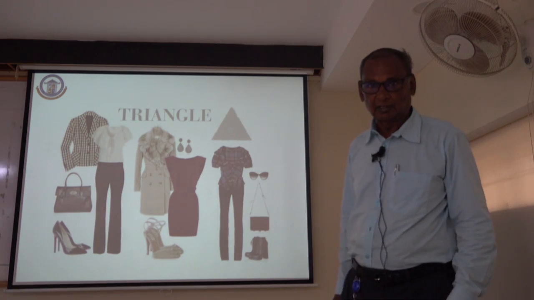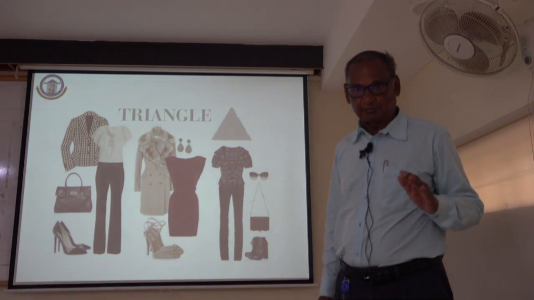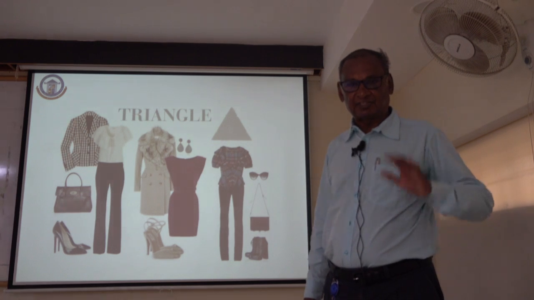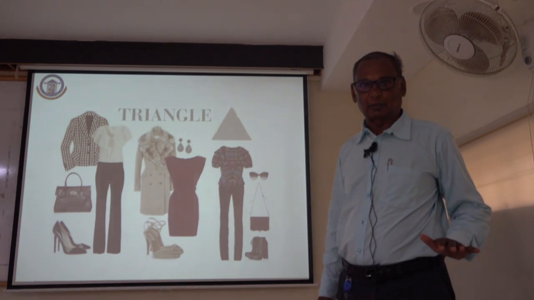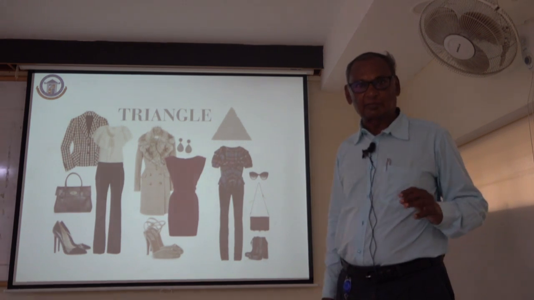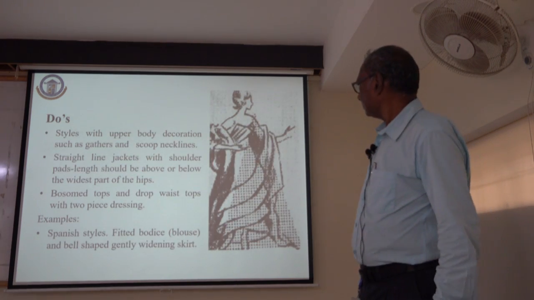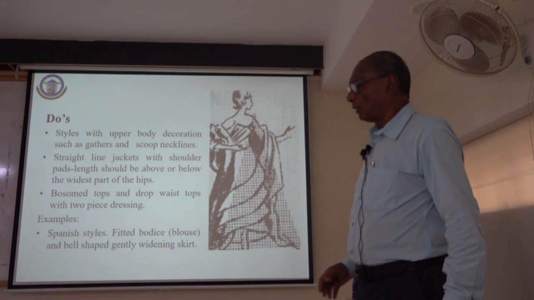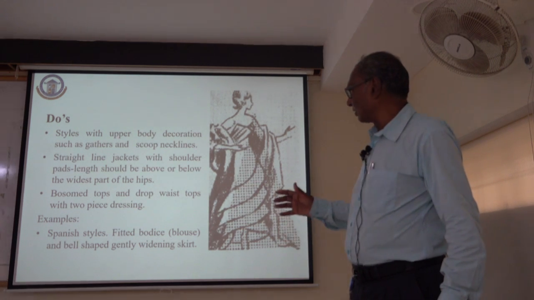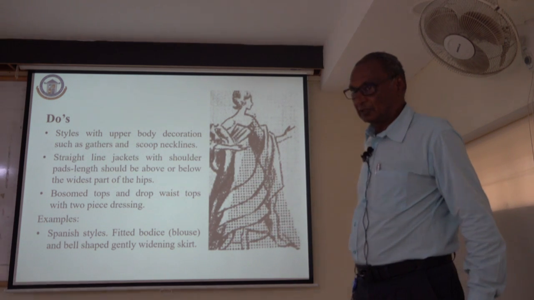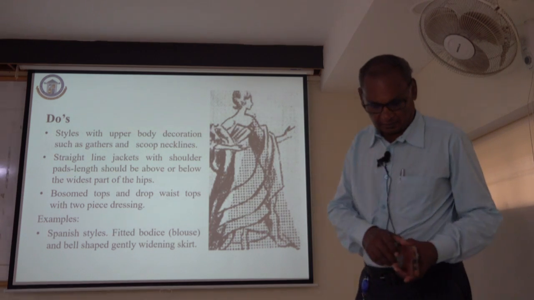So this basically means from the waist downwards you have to wear tight clothing and from the waist upwards you have to wear loose clothing. Very simple. Then what to do? Upper body decoration is very important, as we saw there. Above the waist you have to have a decoration.